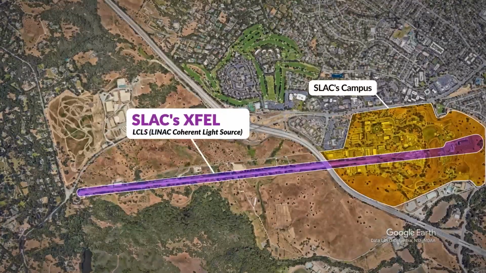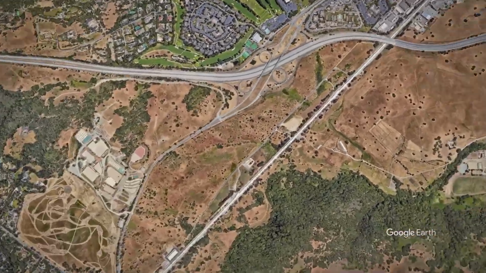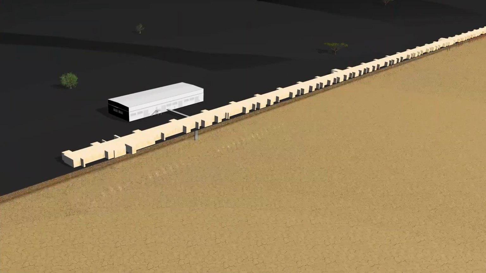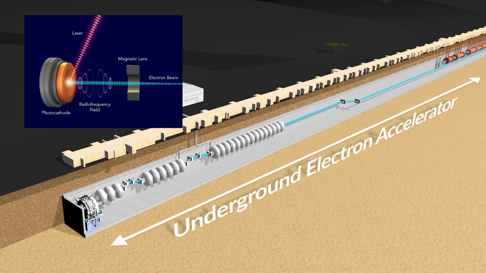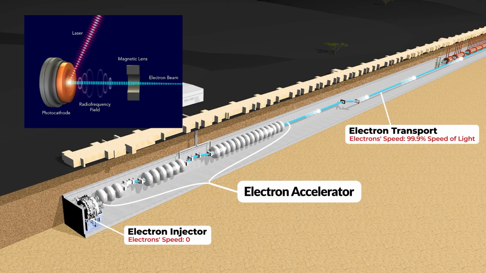Those X-rays are generated from an accelerated electron bunch that begins its journey at the very start of the facility, the photoinjector. Here, a precisely controlled ultraviolet laser pulse strikes a photocathode to liberate the initial electrons.